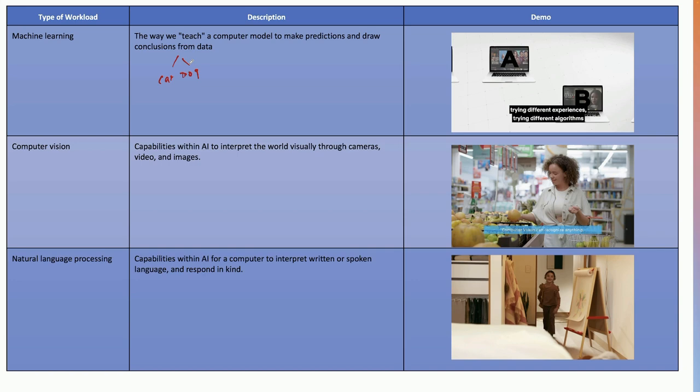Same way, what we are saying is machine learning. It is the way we teach a computer model to make predictions and draw conclusions from the data, right? Just like a baby learns about a cat and a dog, a machine or a computer is trained, and this training is done based on a computer model.